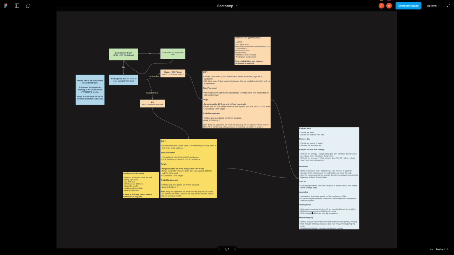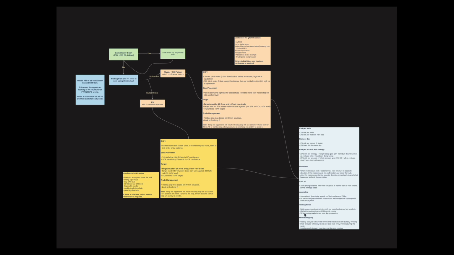Trading hours: at 8 a.m., proper morning analysis, mark out opportunities and set up alerts. The market is monitored around H4 closes, and at 9 p.m. in the evening, scan the market for the next day. You need to adjust that. If you are trading crypto, you should be doing this around the daily close, for example, but this is a general approach. The mornings and the evenings are crucial, and the next video will be about this preparation, because this is where the most work is done.